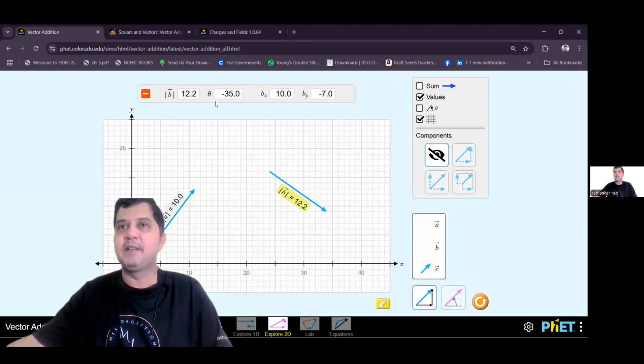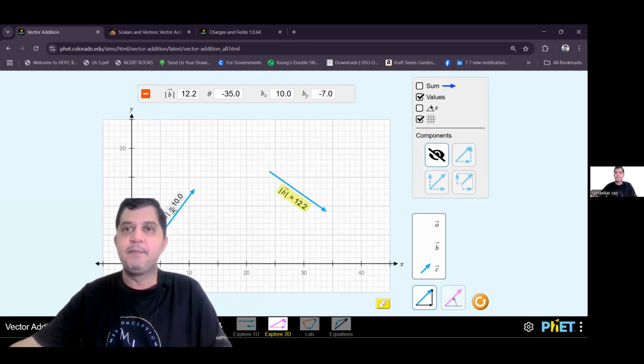It tells me the angle made by this vector with respect to the x-axis. If I draw the x-axis over here, it is minus 35 degrees. Whenever I take the angle in the clockwise direction, it is always negative, but if I take it in the anti-clockwise direction, it's always positive.